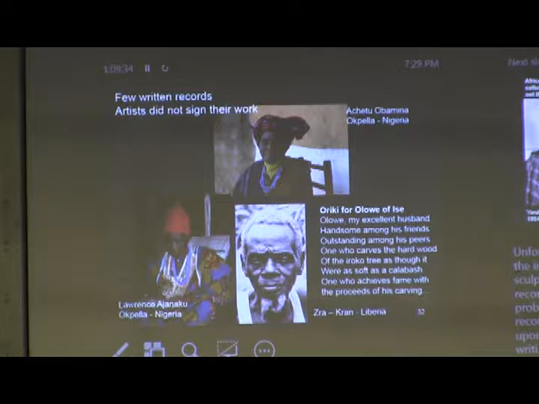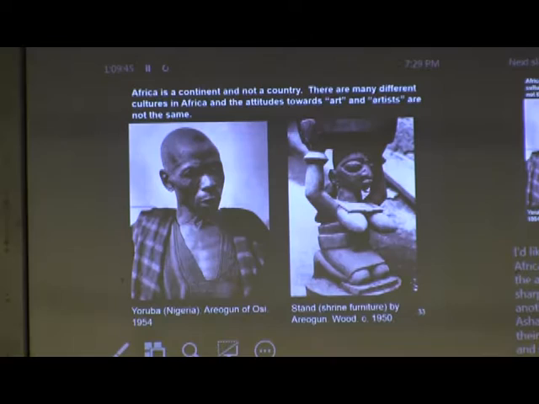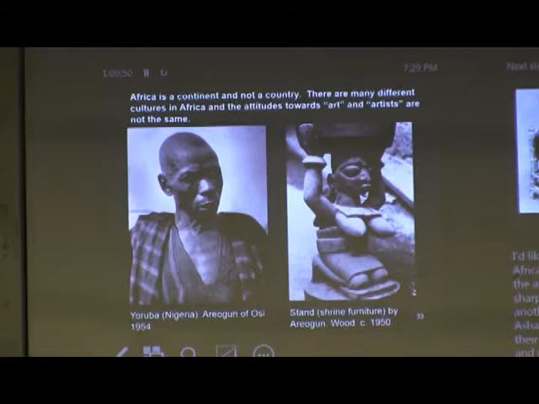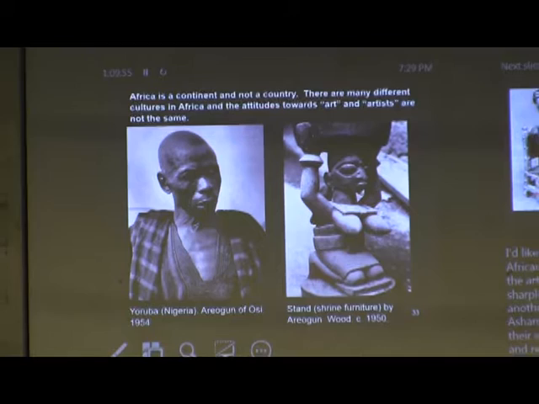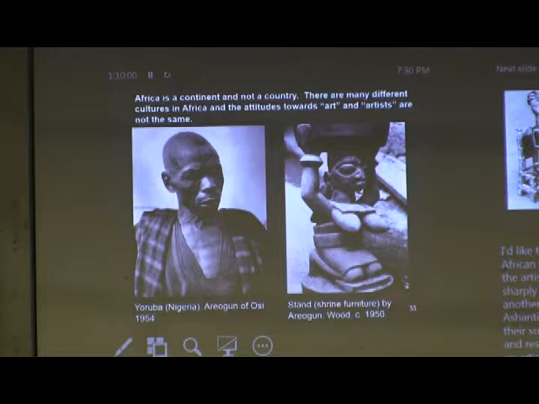And we're going to hear what these three artists have to say about how they feel about themselves. I just would remind you that Africa is a continent and not a country, that there are 53 countries in Africa. There are 3,000 ethnic groups in Africa. They all have their own ideas. So ideas about an artist in one community or culture are not necessarily going to be the same as in another community or culture.